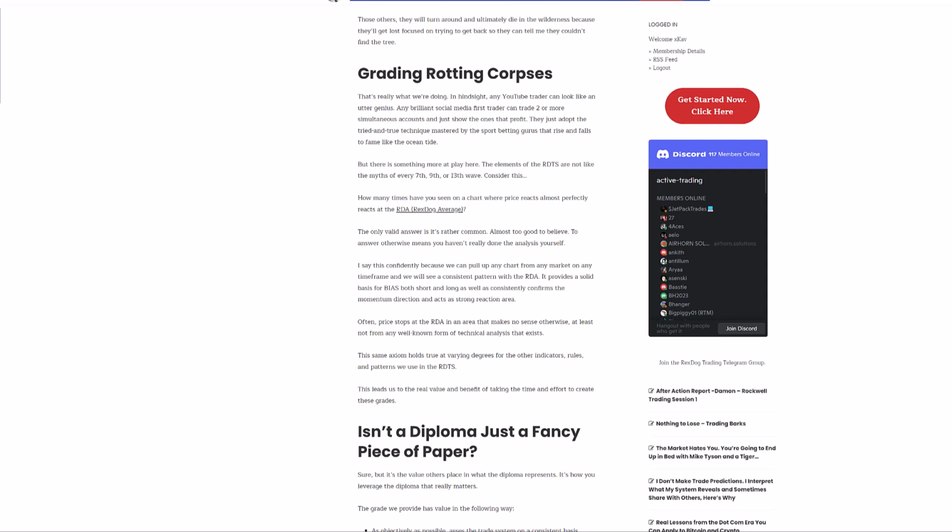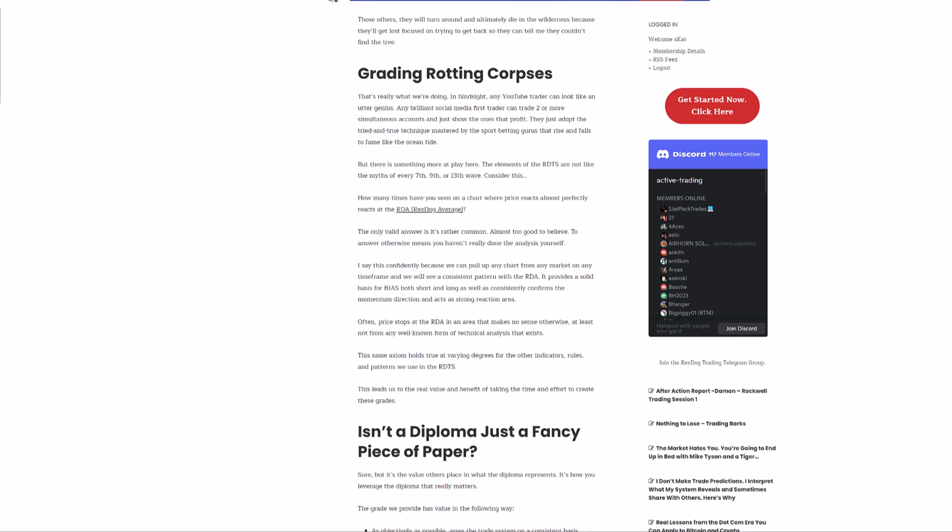Consider this. How many times have you seen on a chart where price reacts almost perfectly at the RDA, the Rex Dog average? The only valid answer is it's rather common because you see it quite a bit. Almost too good to believe. To answer otherwise means you haven't really done the analysis yourself. I say this confidently because we can pull up a chart from any market on any time frame and we will see a consistent pattern with the RDA.